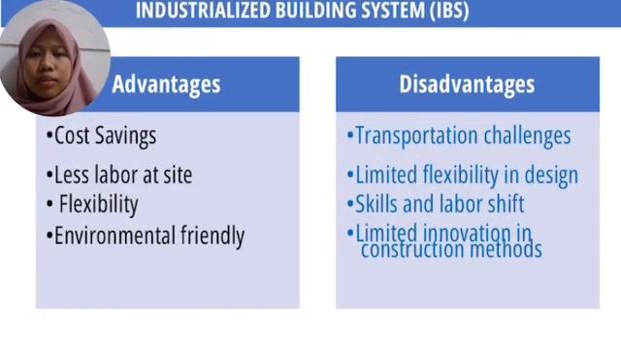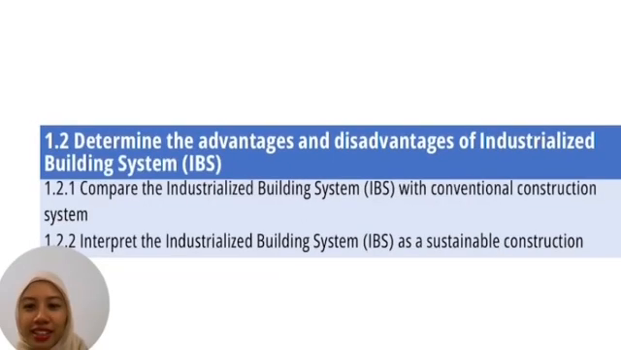Industrialized building system or IBS. Advantage: 1. Cost savings. 2. Less labor at site. 3. Flexibility. 4. Environmental friendly. Disadvantage: 1. Transportation challenge. 2. Limited flexibility in design. 3. Skills and labor shift. 4. Limited innovation in construction methods. Determine the advantage and disadvantage of IBS.